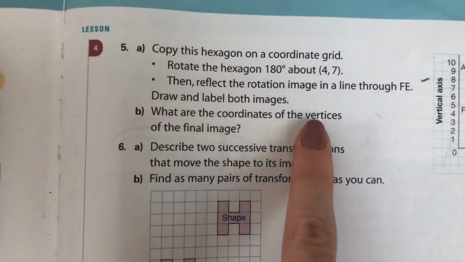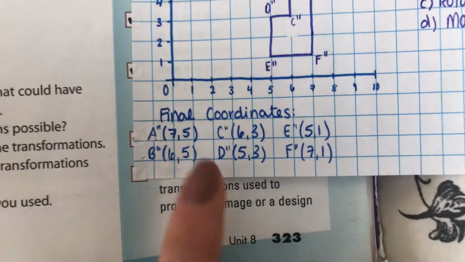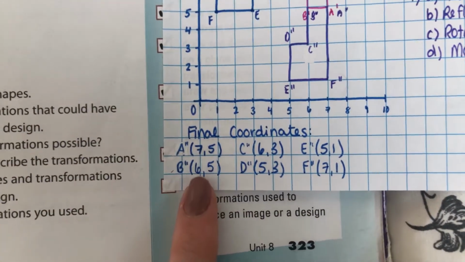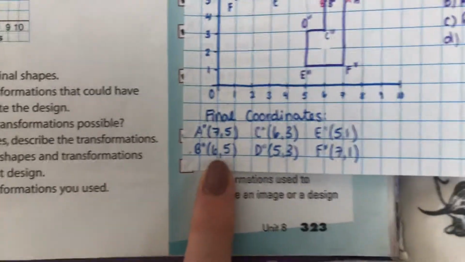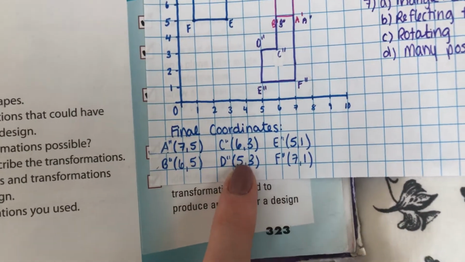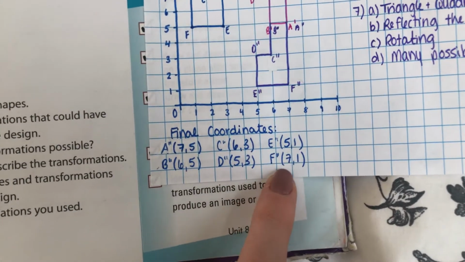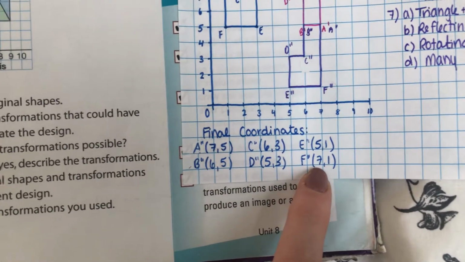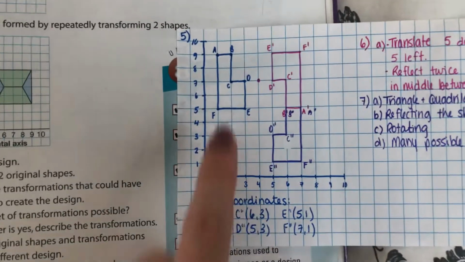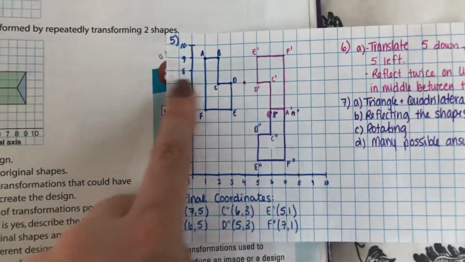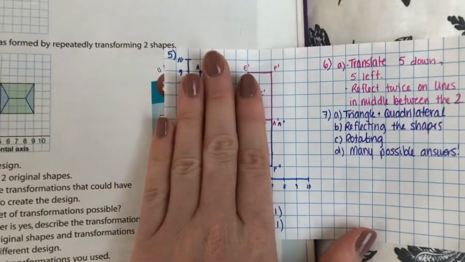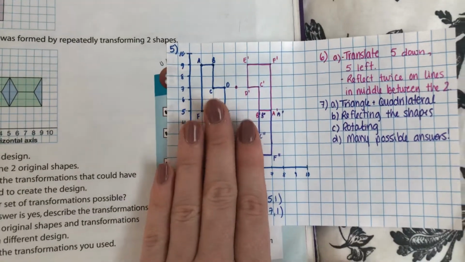That was part B. What are the coordinates of the vertices of the final image? So for 5B, here is the answer. A double prime is (7, 5), B double prime is (6, 5), C double prime is (6, 3), D double prime is (5, 3), E double prime is (5, 1), F double prime is (7, 1). So those are the answers for 5. This is what your image should look like. Again, as always, if this does not look like yours, please try this out again, okay?